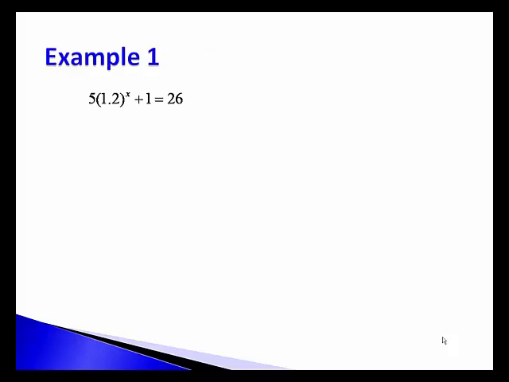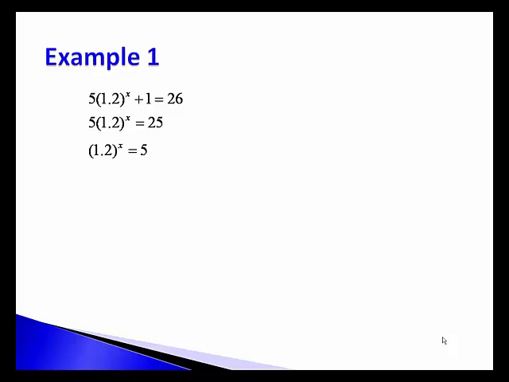I have 5 times 1.2 raised to the x power plus 1 is equal to 26. We'll always start by getting rid of those things that are added or subtracted and then multiplied or divided. So let's begin by subtracting 1. That gives us 5 times 1.2 raised to the x power is equal to 25. I'll now divide both sides by 5. I'll get 1.2 raised to the x power is equal to 5.